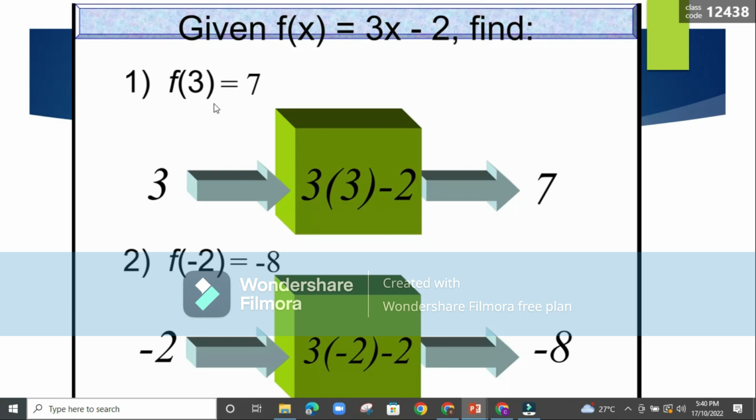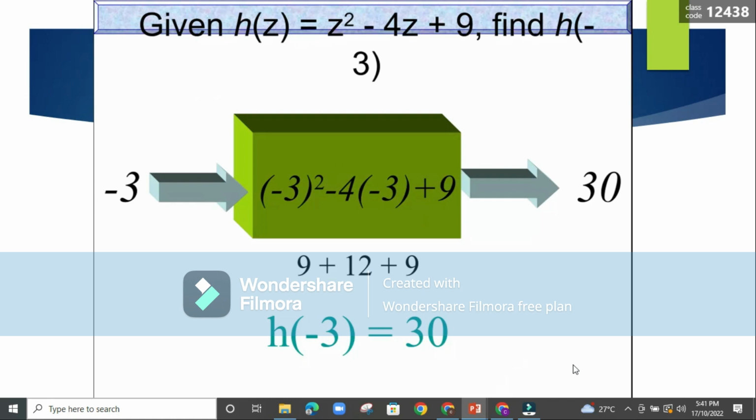You have here 3 times 3, that's 9. Minus 2 is 7. So 7 here is the output. If you have f of negative 2, it is equal to negative 8, because the input is negative 2, meaning we're going to replace x with negative 2. So you have 3 times negative 2, that's negative 6, minus 2, that's negative 8. So negative 8 is the output.